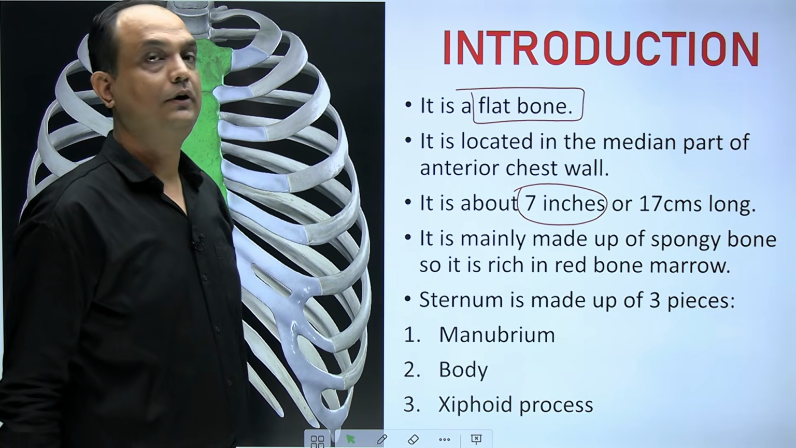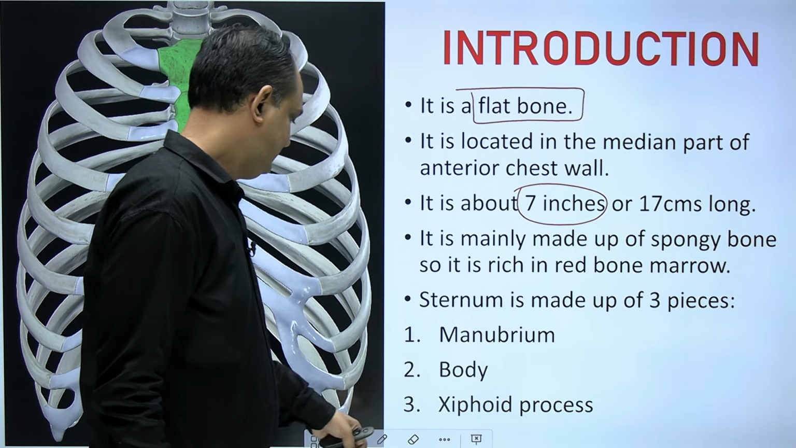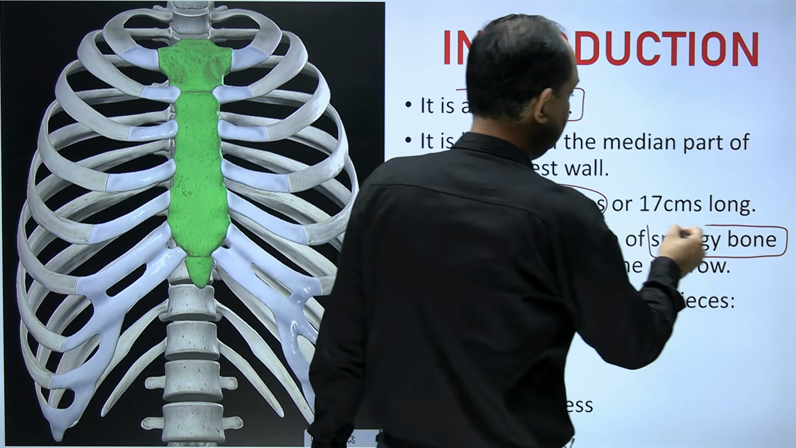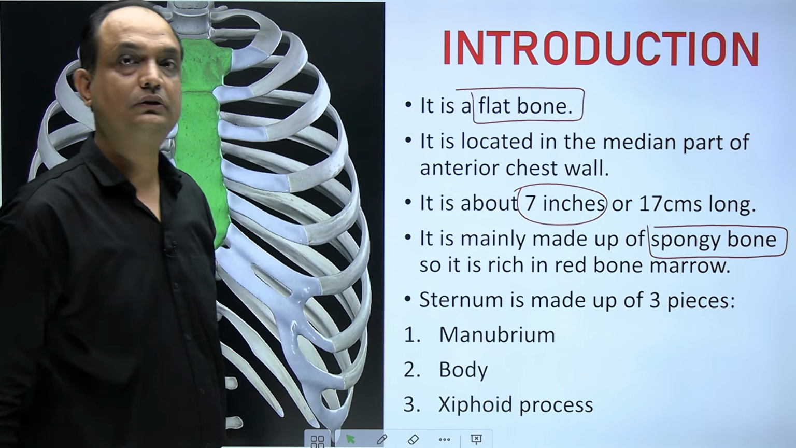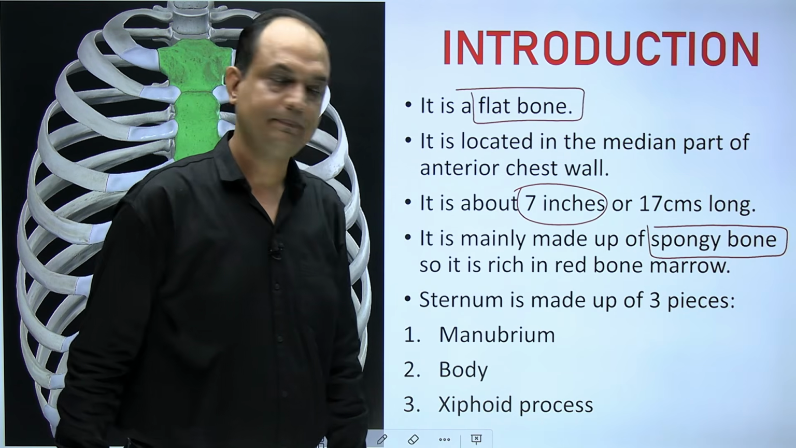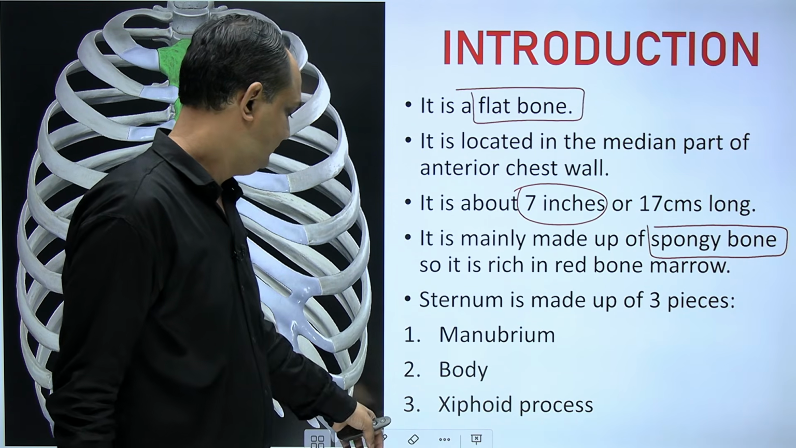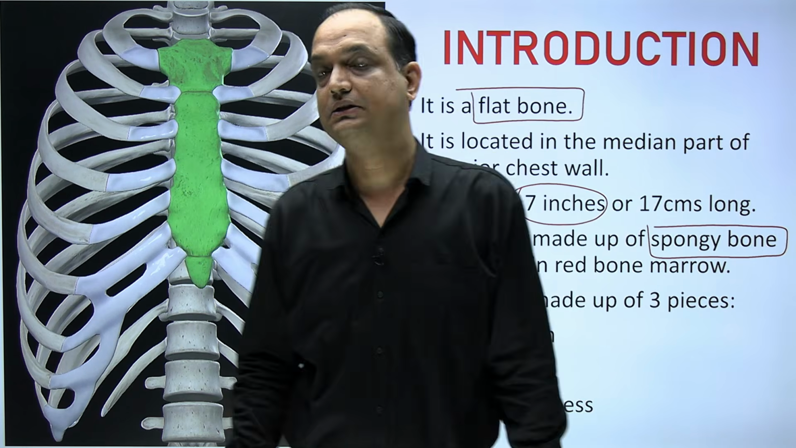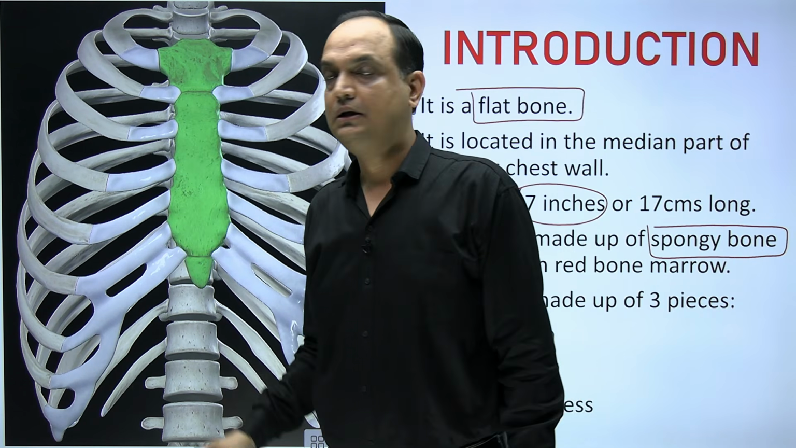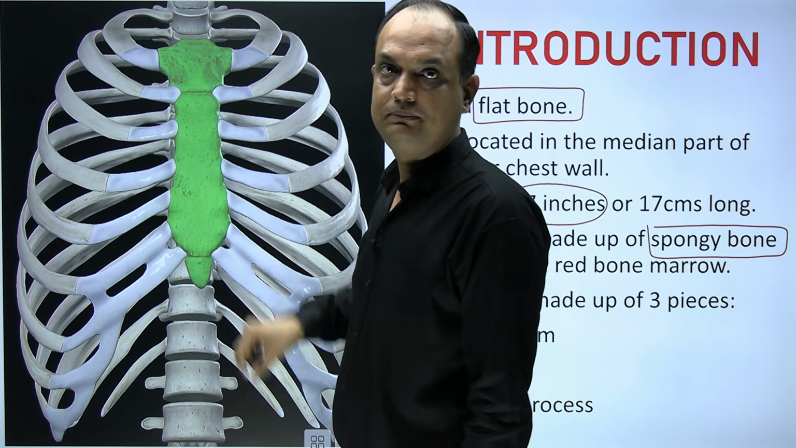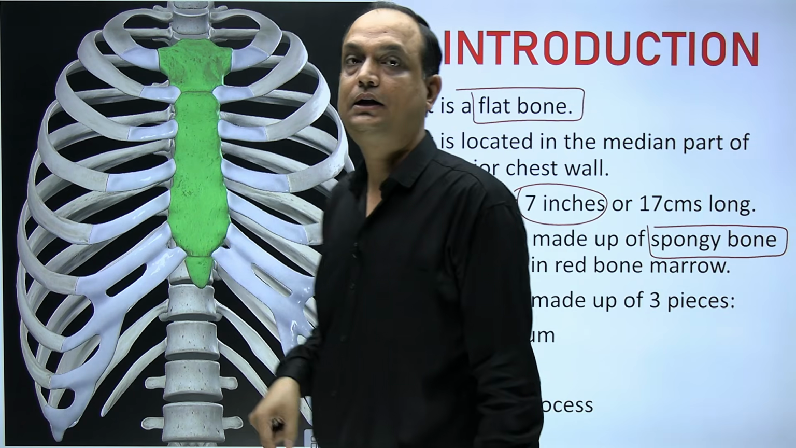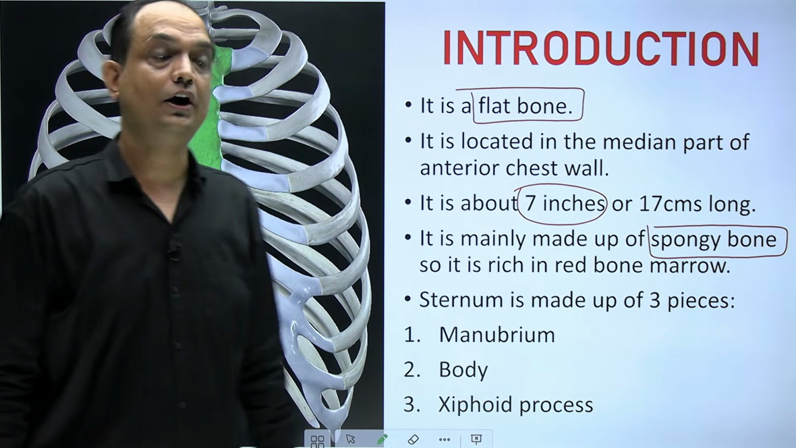Now it is mainly made up of spongy bone, and this is again an important concept: because it has a large amount of spongy bone, it is a common site to procure red bone marrow. Clear? Now the whole sternum has three parts. The upper part is known as the manubrium, this part is known as the body, and the last end or tip is known as the xiphoid process.